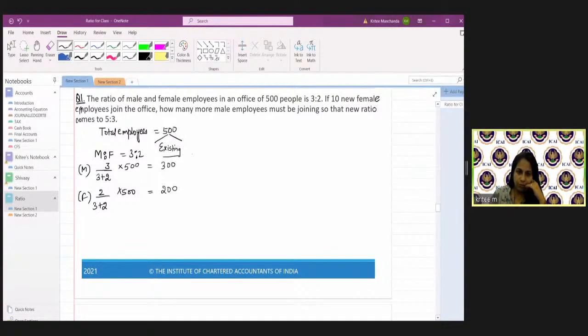Now we have new people entering the organization, and hence 10 new female employees joined. Means 210 is the new number for female. How many more male employees must join so that the ratio between these two becomes 5:3?